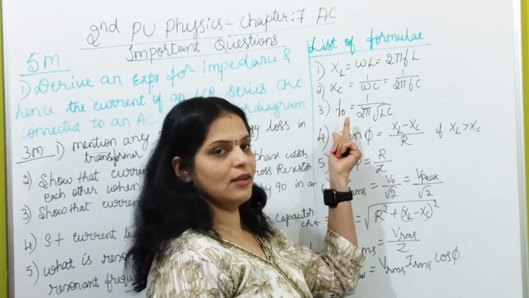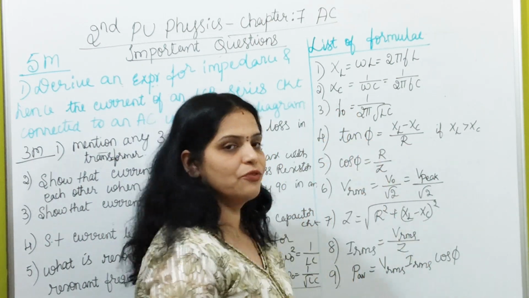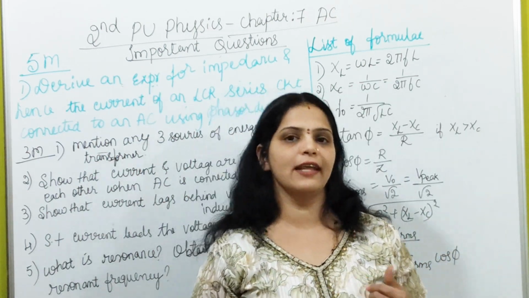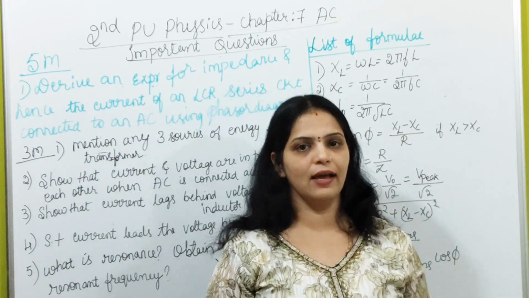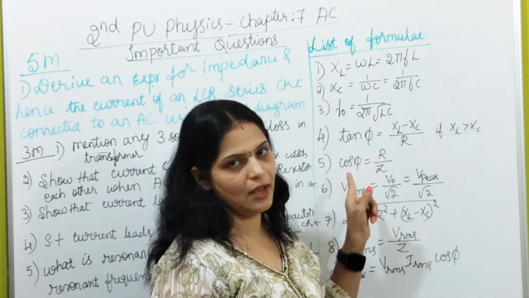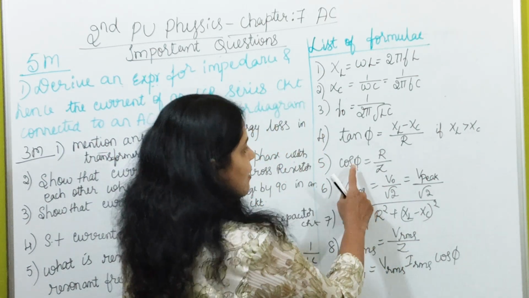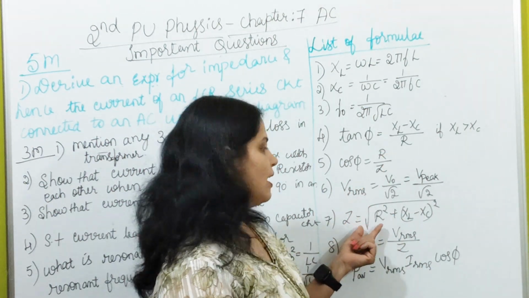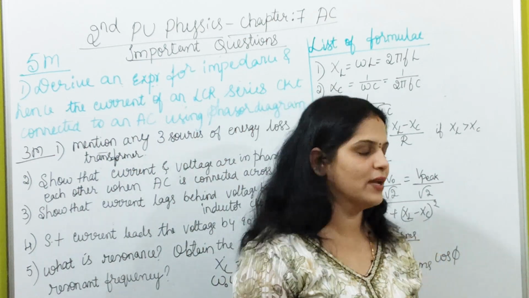And F naught, the resonance frequency, is 1 by 2 pi root LC. And to find out the phase difference between voltage and current, we use tan phi or cos phi. If you use tan phi, it is XL minus XC by R if XL is greater than XC, or you can write cos phi is R by Z. Cos phi is nothing but the power factor, and the power factor can be calculated like this: R by Z. Or Z can be calculated using the relation square root of R square plus XL minus XC whole square.